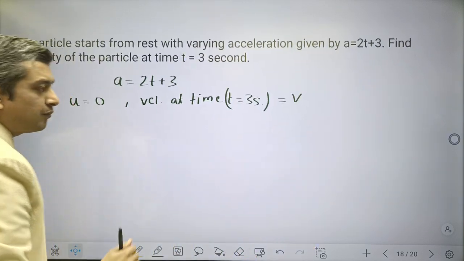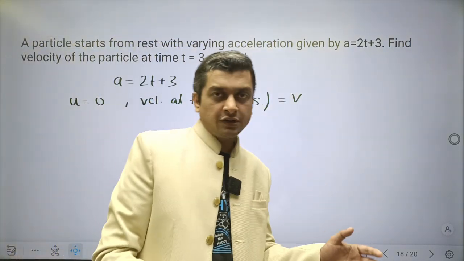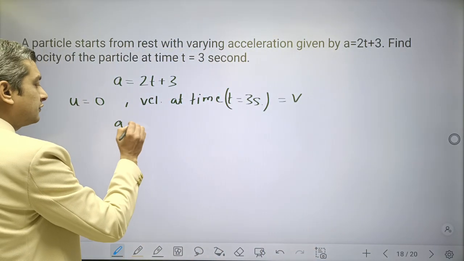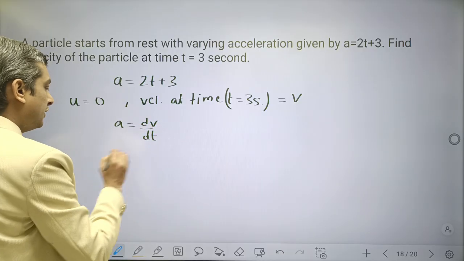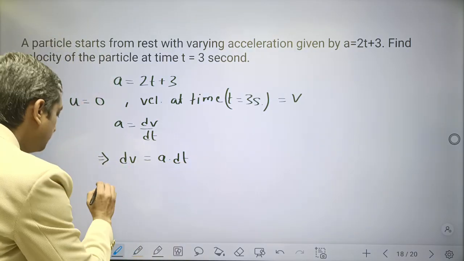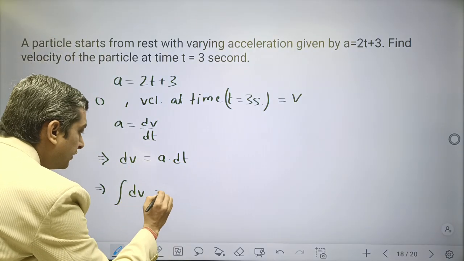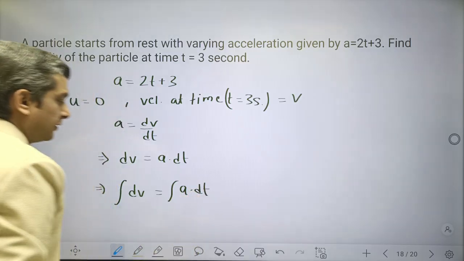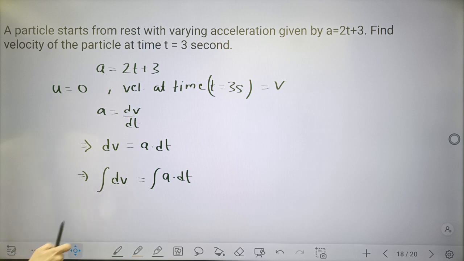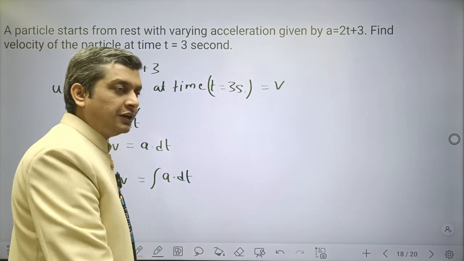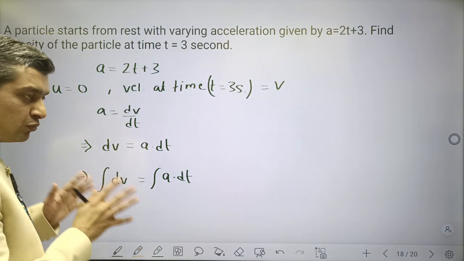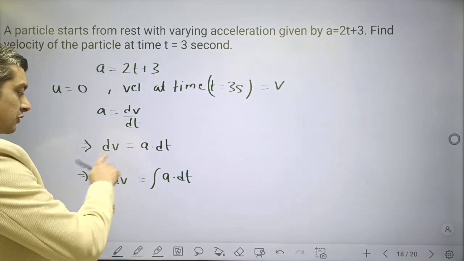So what happens now? When the particle moves some distance with this varying acceleration, its velocity changes from u to v. So we start this solution by a is equal to dv by dt, which implies that dv can be written as a dt. Now integrating both sides and applying the limits. Observe carefully. Here the term is dv, so we put the limits of velocity. Here the term is dt, so we put the limits of time. But while applying the limits, you must keep in mind that these limits must correspond to each other.